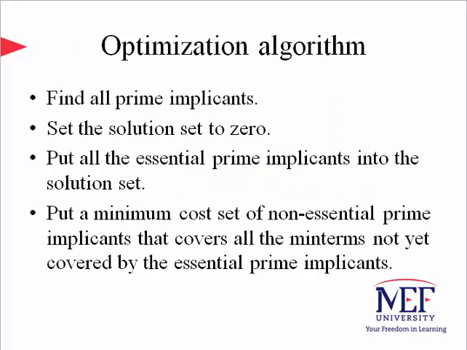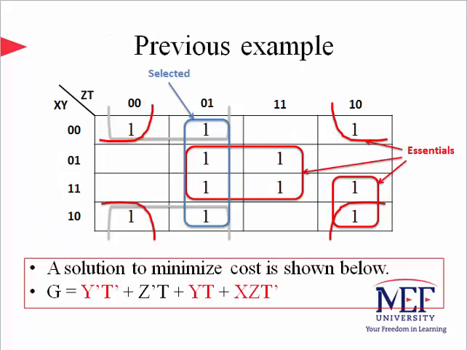So here is the procedure for the optimization algorithm. Find all prime implicants, which we have done so far for that exercise. We set the solution set to 0, that's an empty set. Put all the essential prime implicants into the solution set. Put a minimum cost set of non-essential prime implicants that covers all the minterms not yet covered by the essential prime implicants. So going back to our previous example, we already spotted the essential prime implicants and we included them in our set. Additionally, we have selected the designated prime implicant, included in our solution set. That is in blue.